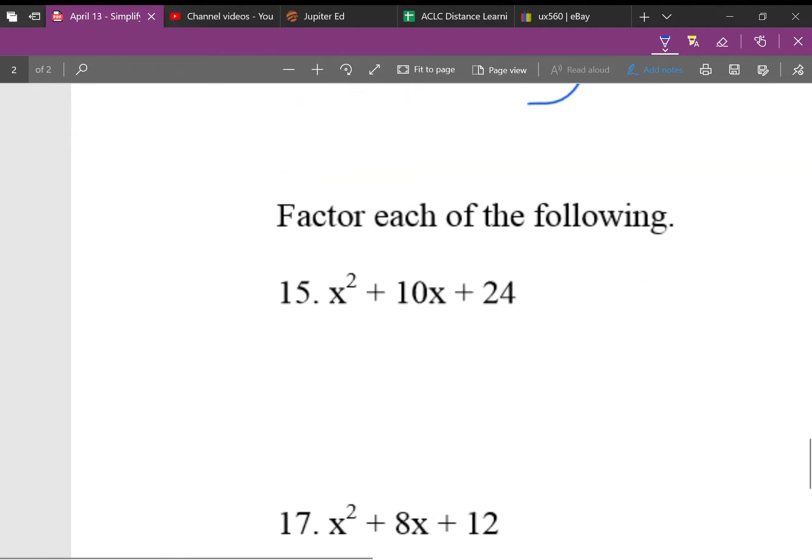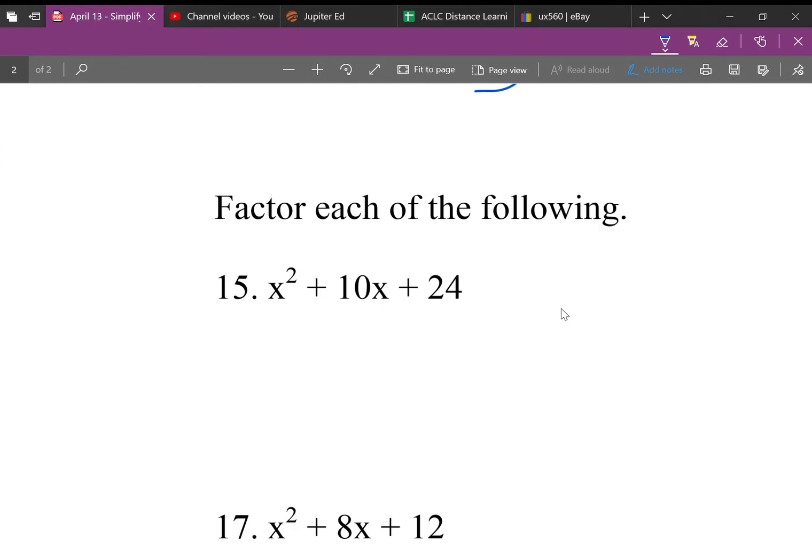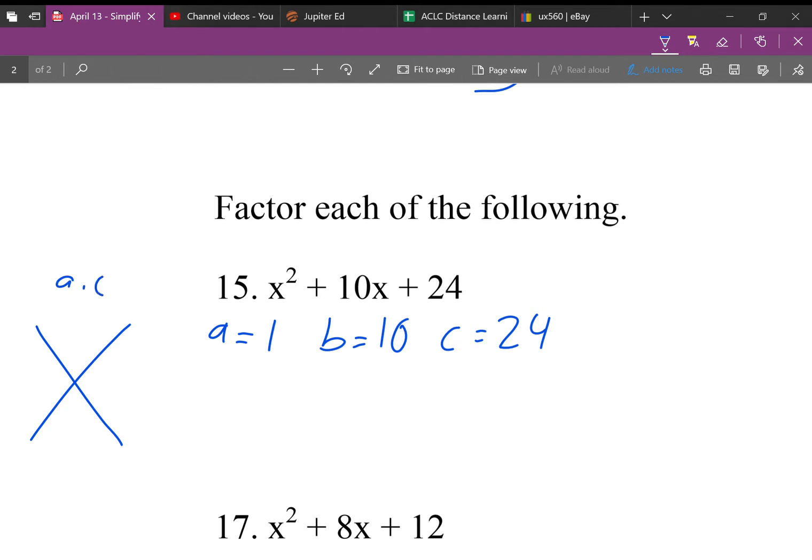So in 15, I have a quadratic expression where A is 1, B is 10, and C is 24. Since A is 1, all I need to do is the magic X, or diamond problem, where A times C is at the top and B is at the bottom. So A times C, 1 times 24 is 24 on the top. On the bottom I have 10. And then I need two numbers that multiply to make 24 and also add together to make 10. And those numbers are going to be 4 and 6.